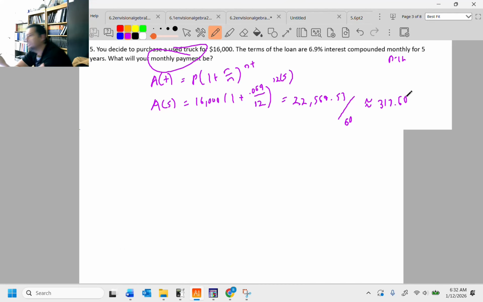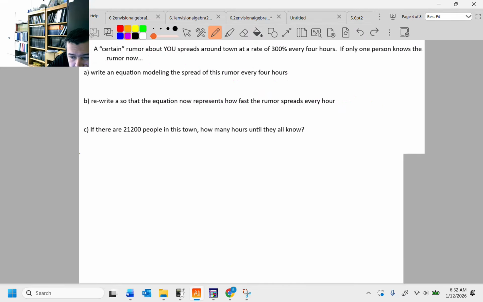Now, in the real world, it'd be a little less than that because as you make payments, the amount that you owe drops. It drops pretty slow initially, and then at the end of the loan, most of your payment is actually towards the principal. All right, moving forward.